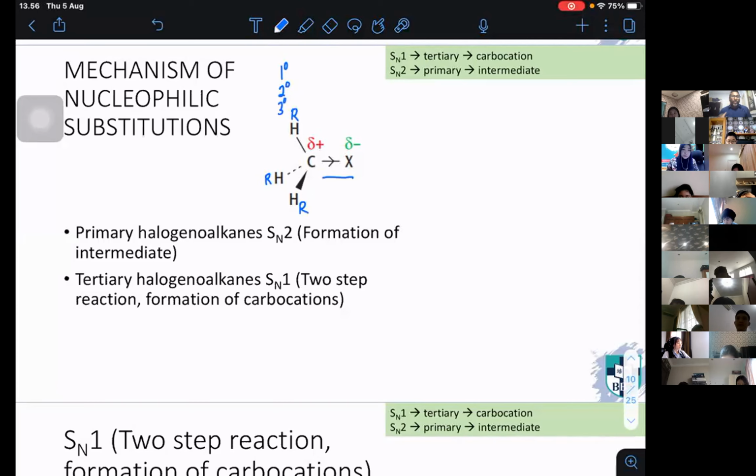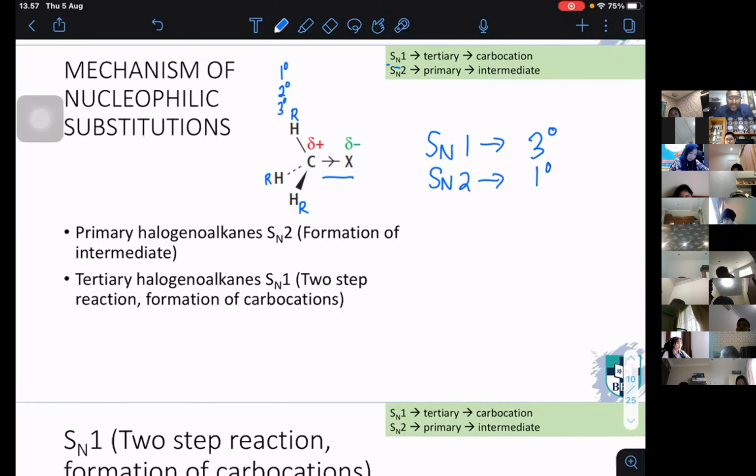Okay, you need to understand that concept. And we have only two types of nucleophilic substitution. SN means nucleophilic substitution. Only two types, SN1 and SN2. You need to remember, SN1 is for tertiary halogenoalkane. I want you to remember this. You have primary, secondary, tertiary. SN1 straight away will go to the tertiary. You can memorize this. And SN2 will be straight away for primary halogenoalkane.